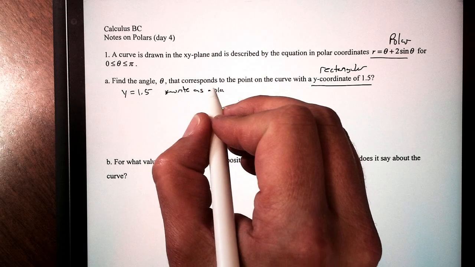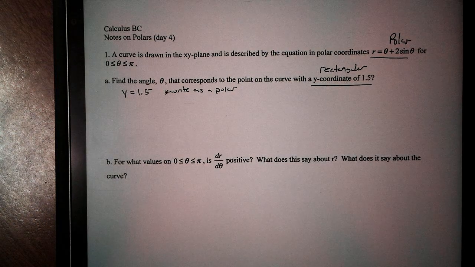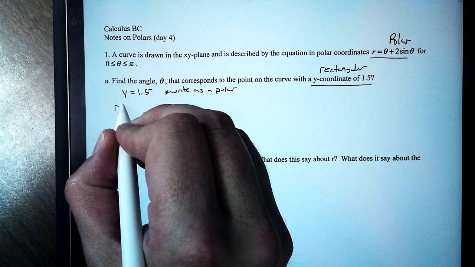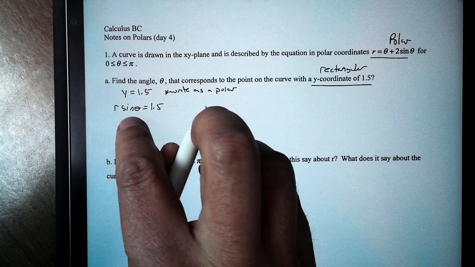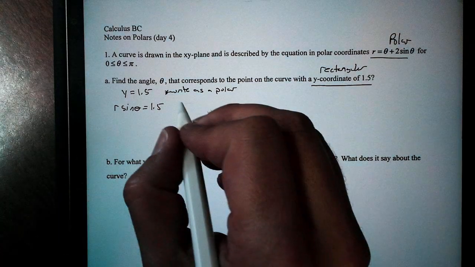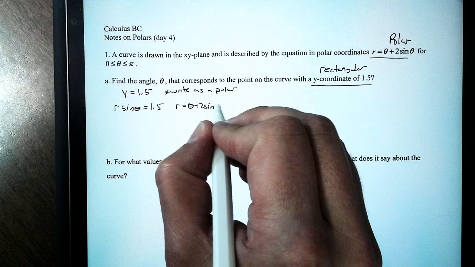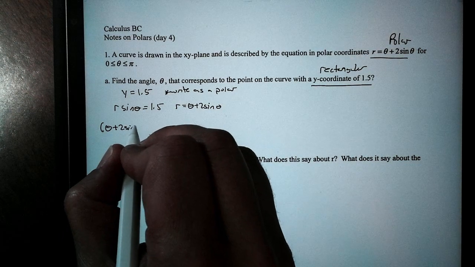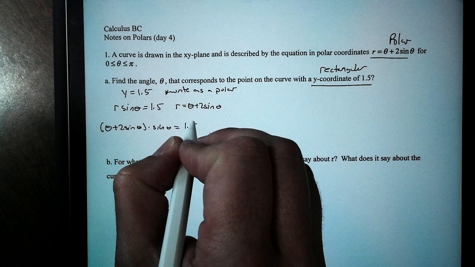Oops, can't spell polar today. As a polar. We can do that by our formula for converting. y is equal to r sine theta equals 1.5. But that's not enough because we know what r is, so I'm going to substitute that in. We know that r is equal to theta plus 2 sine theta, and I can just plug that in. Theta plus 2 sine theta times the sine of theta equals 1.5.